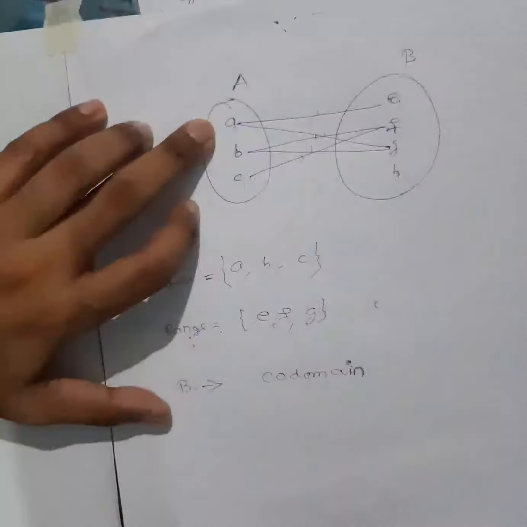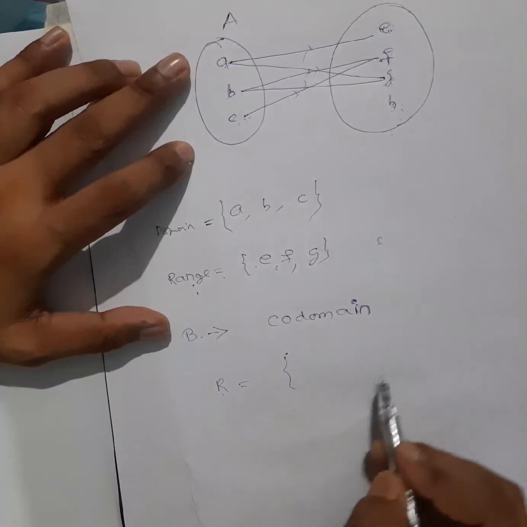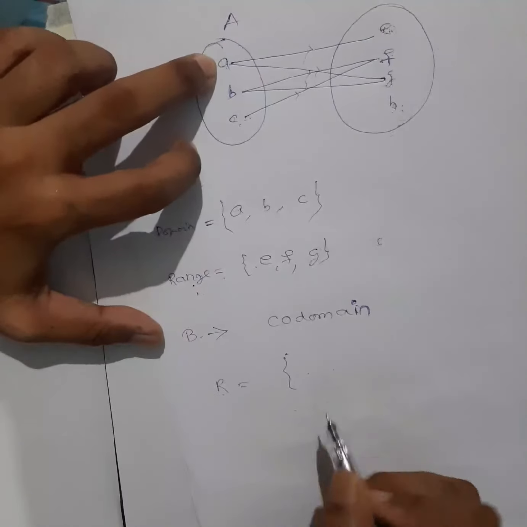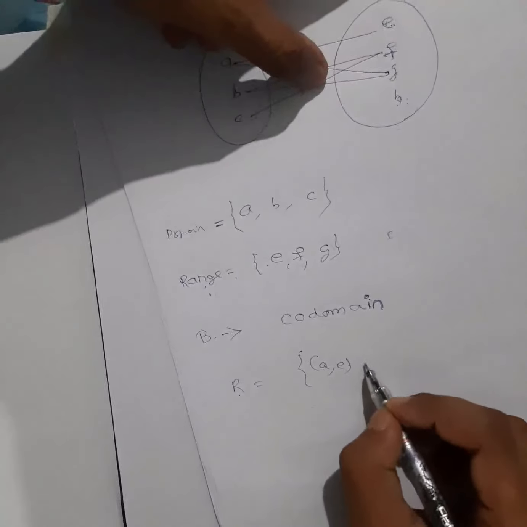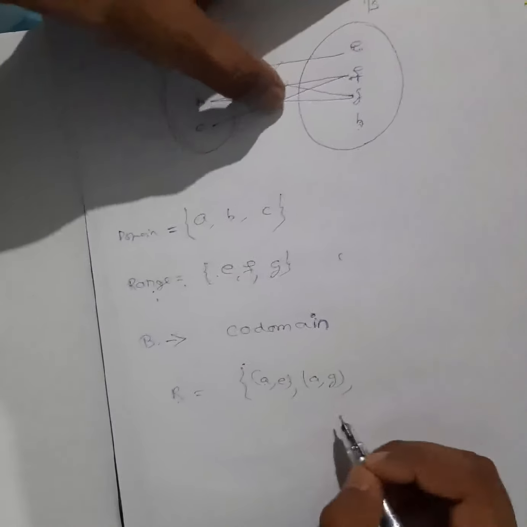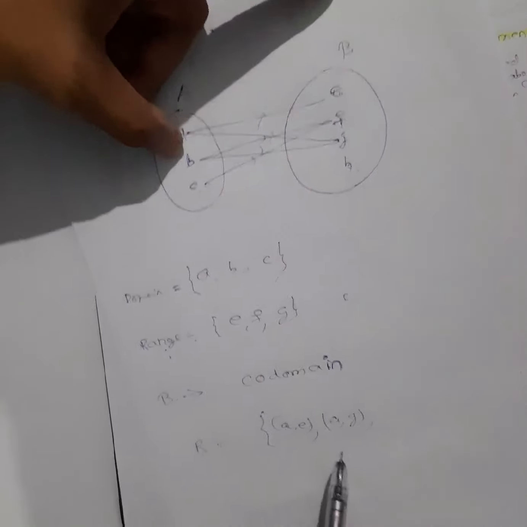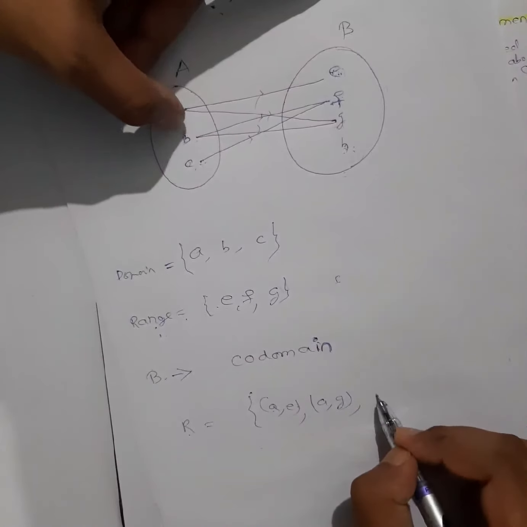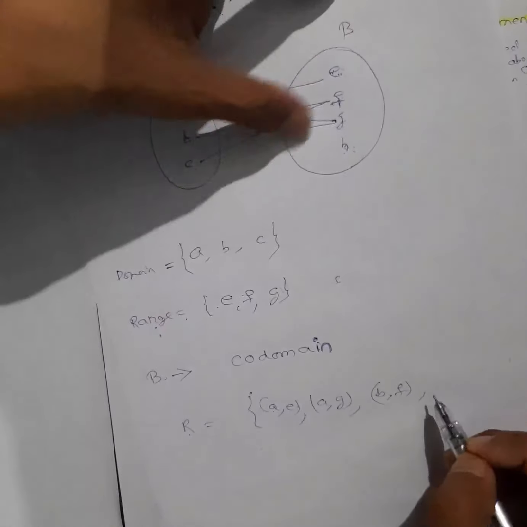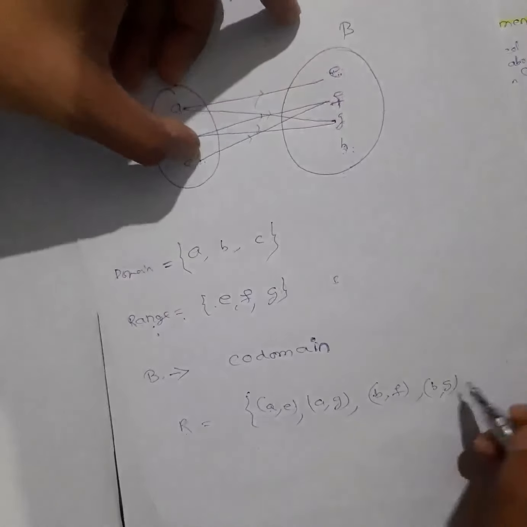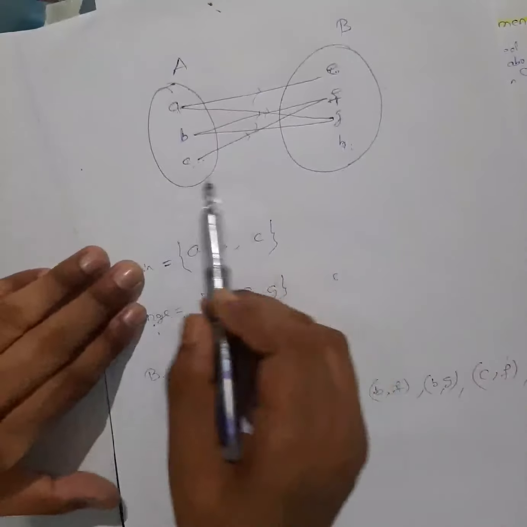Suppose I write the relation set here, R. A relation set is a set of ordered pairs in which the first element is related to the second element. So you can see A is related to E, and A is also related to G. This is how I can write the relation set in roster form. This is just an arrow diagram, and this is the roster form of this arrow diagram. B is related to F, B is related to G, and C is related to F. That's it, because there is no other element.